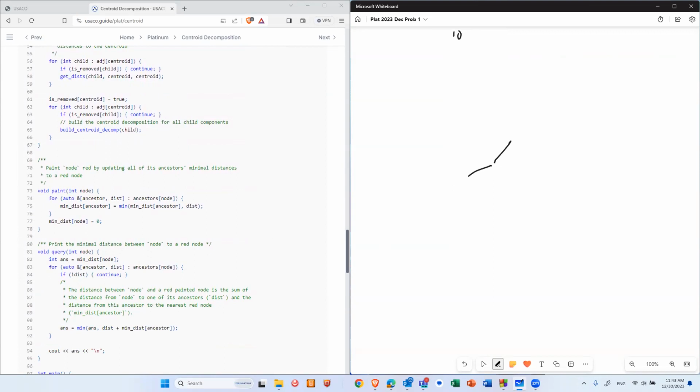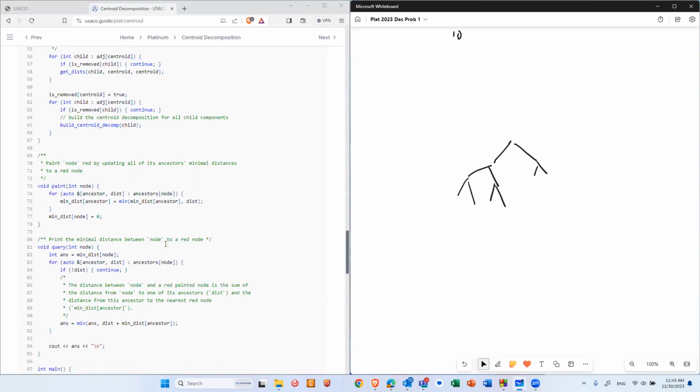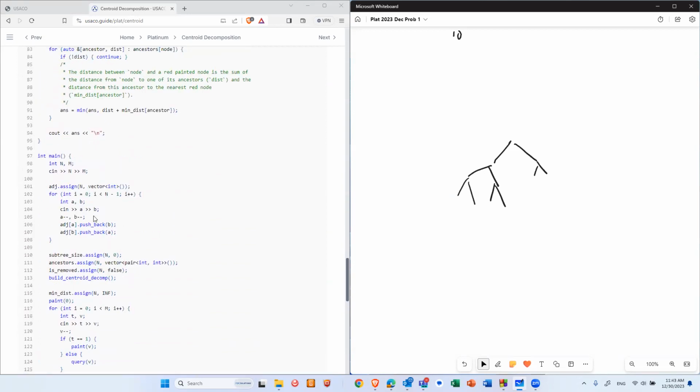So let's say you have a tree kind of like this. First you find a node such that on either side, on the left-hand side and the right-hand side, you have almost as close to an equal number of nodes as possible. So the way the algorithm works is, if you look at how to build a centroid, okay, build a centroid.